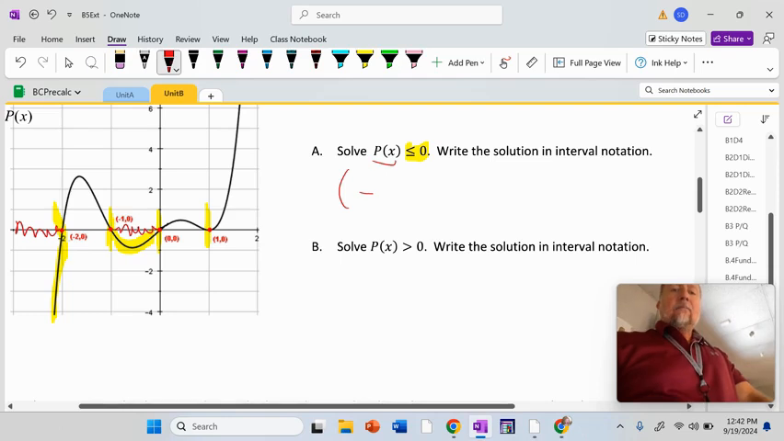So that means I need parentheses or brackets. 3, 2, 1, go. Brackets.